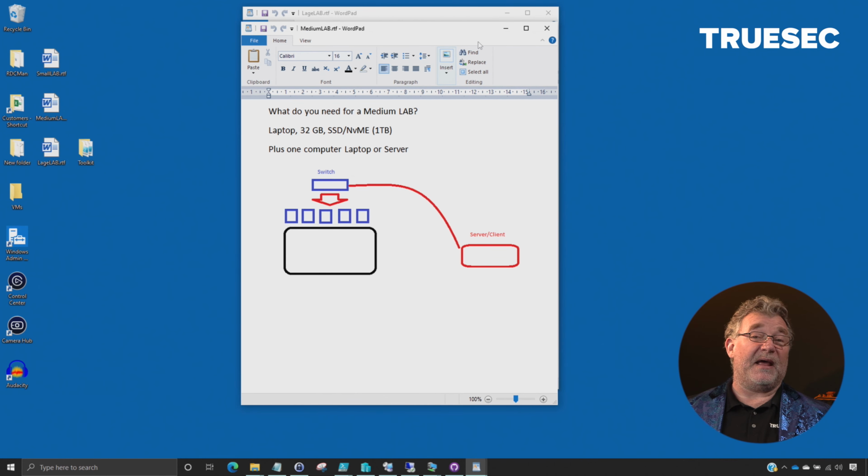And that's going to be a medium lab. This is what I recommend most of my customers to work with. They either work with servers or they work with clients. And if they do one or the other, they just need one target machine. So a laptop, a little bit more memory usually because they need more systems running on that laptop. And then you need to have a target machine.